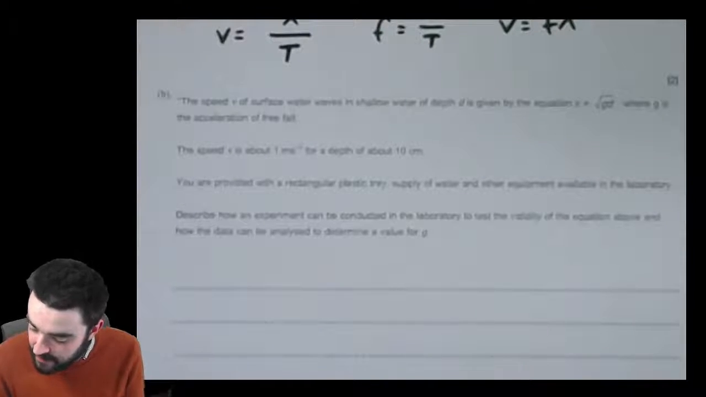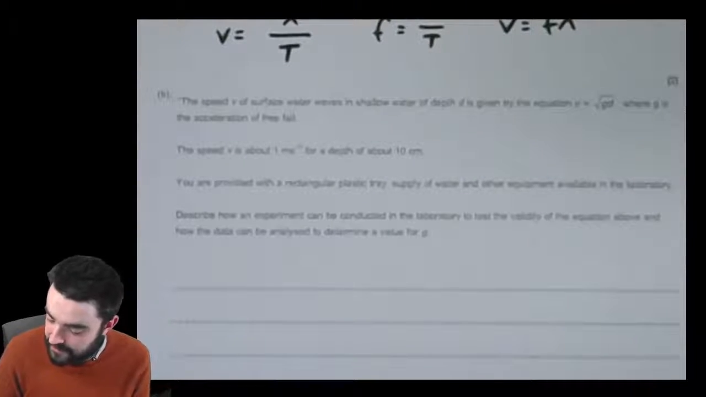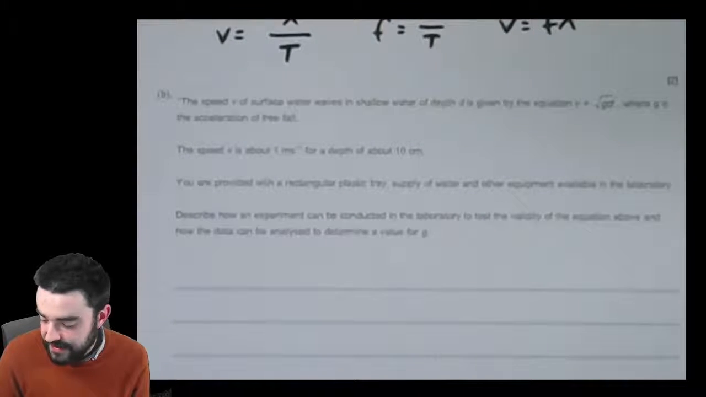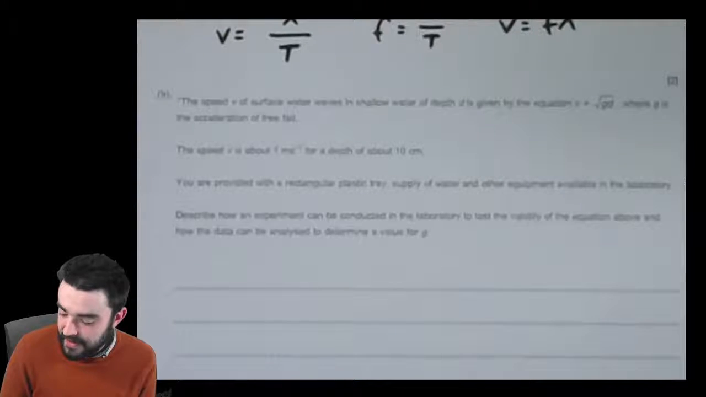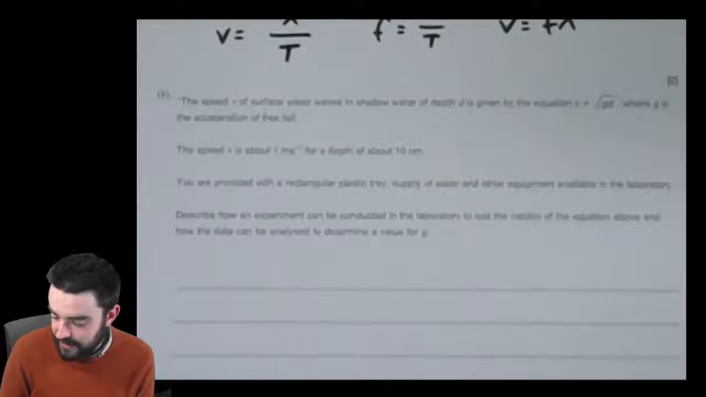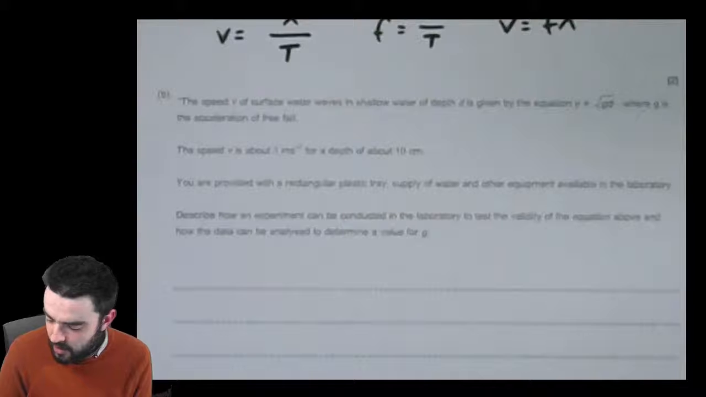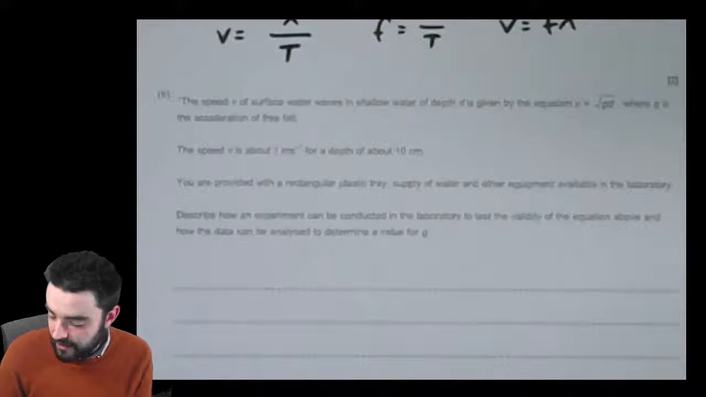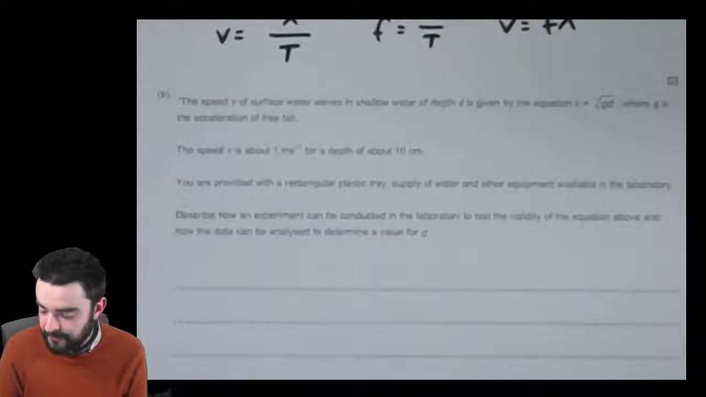So the speed v of surface water waves in shallow water of depth d is given by the equation v equals the square root of gd, where g is the acceleration of free fall. The speed v is about 1 meter per second for a depth of about 10 centimeters. You are provided with a rectangular plastic tray, a supply of water and other equipment available in the laboratory. Describe how an experiment can be conducted in the laboratory to test the validity of the equation above and how the data can be analysed to determine a value of g.